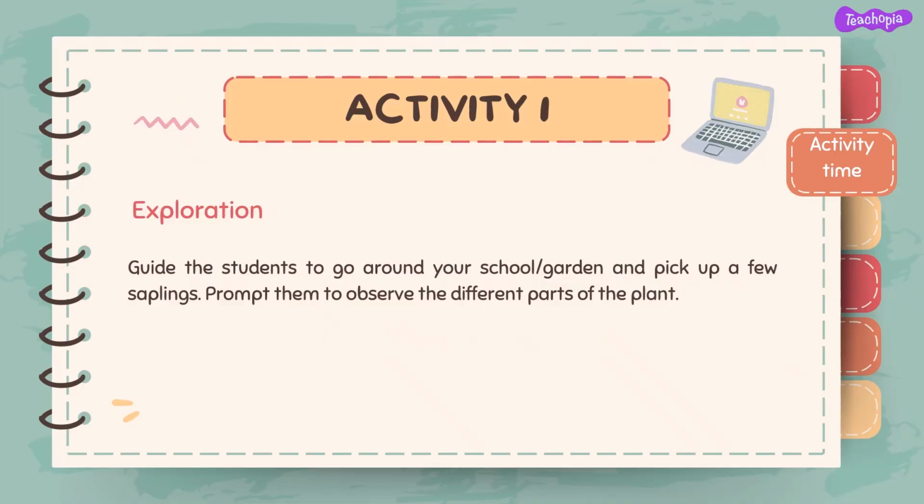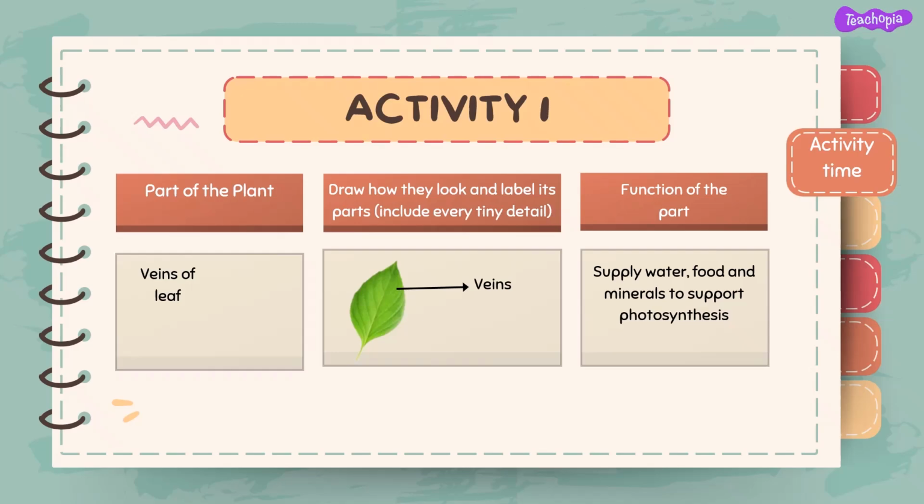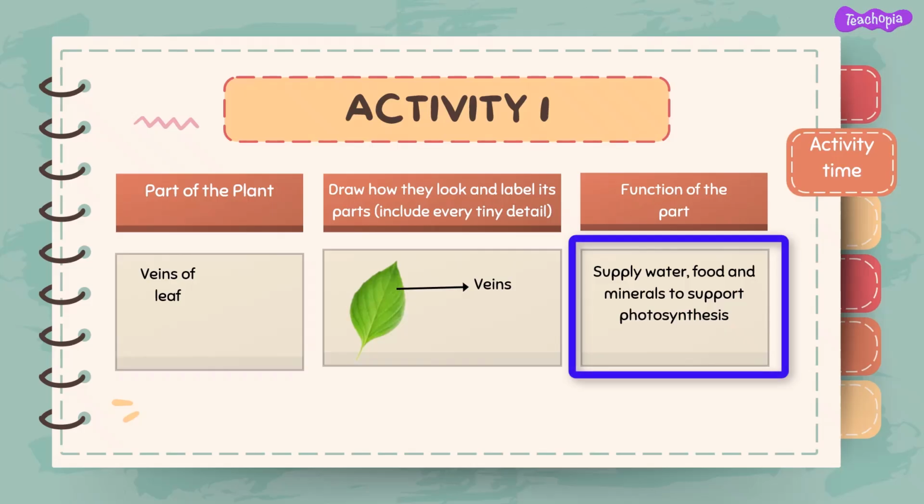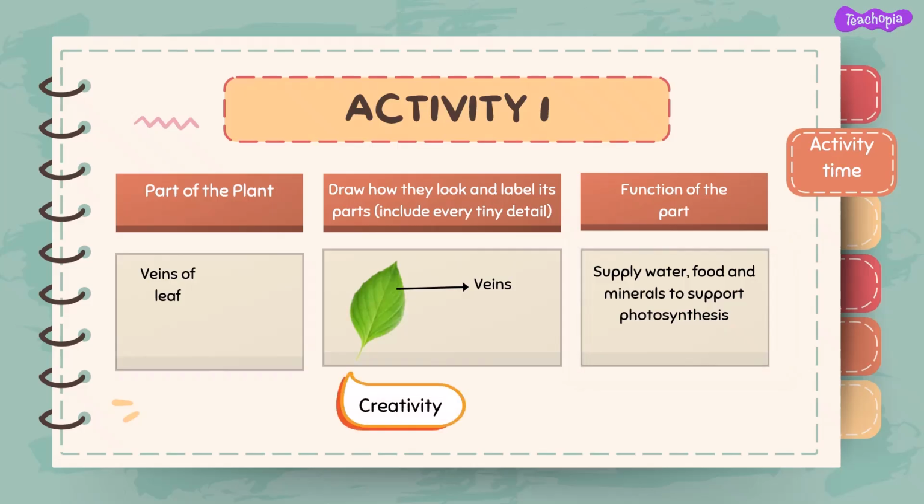Students begin their first activity by exploring the school garden, collecting leaves, and examining parts like veins and roots. They draw detailed diagrams and describe their functions. For example, veins help in transporting water for photosynthesis. Here, creativity shines as they sketch and label, while critical thinking helps them link structure to survival.